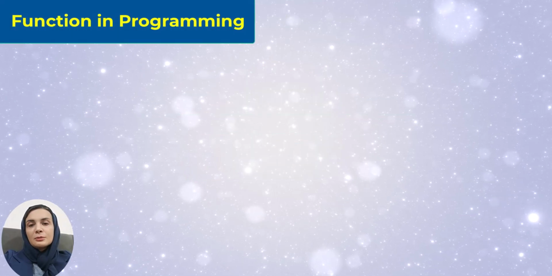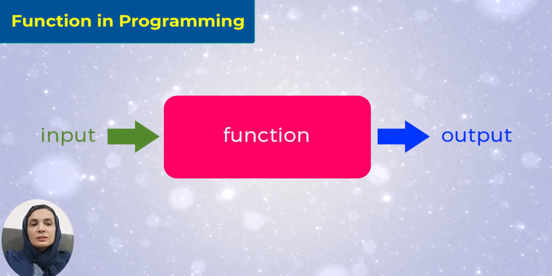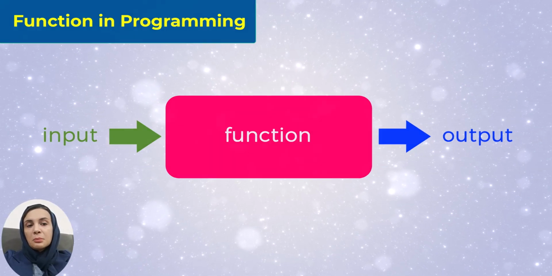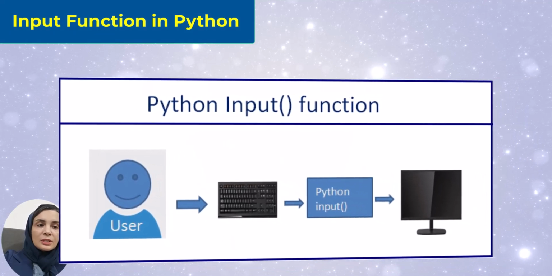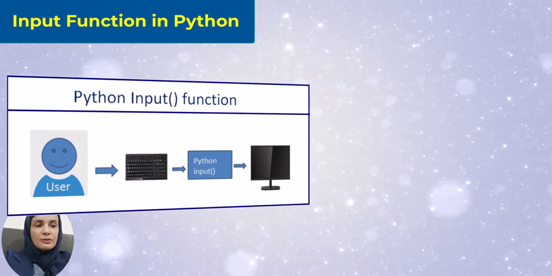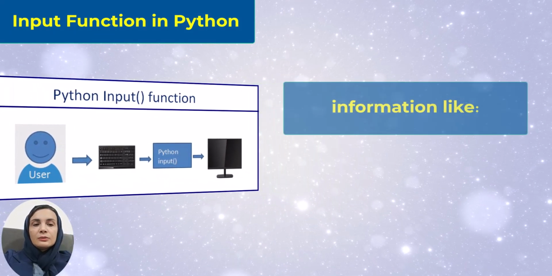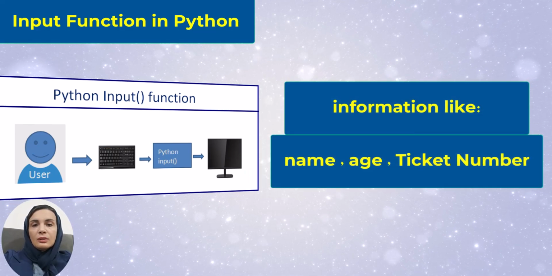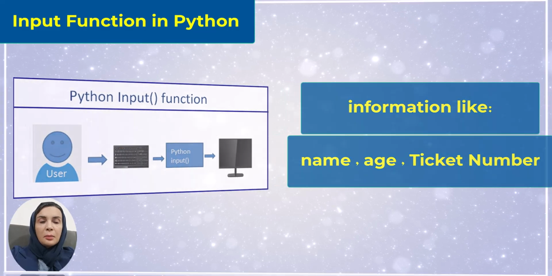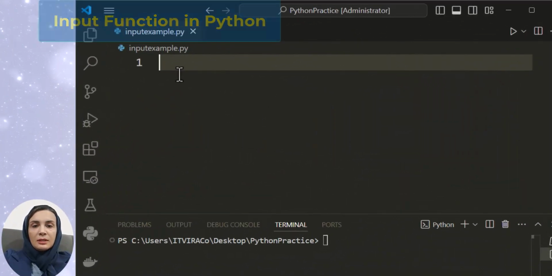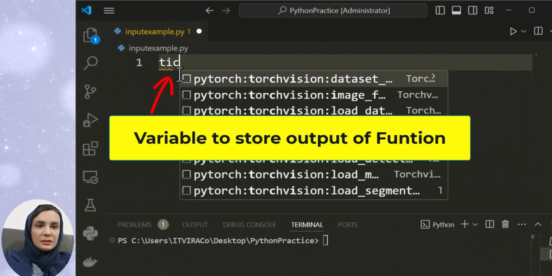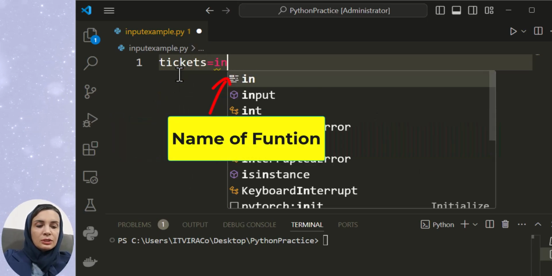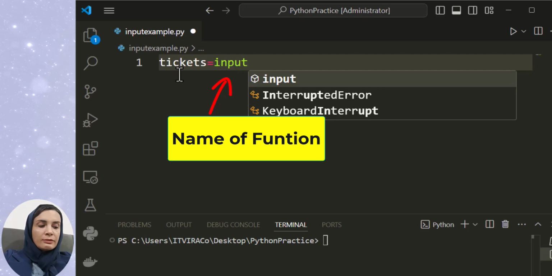First step, the input function. Any function can have inputs and give us output. Let's start with input. The input function allows us to ask the user for some information. Information could be anything, like their name, age, or in our case, the ticket number. How does it work? We type the name of a variable, for example ticket, equal, the name of the function. We use input to get something from the user.